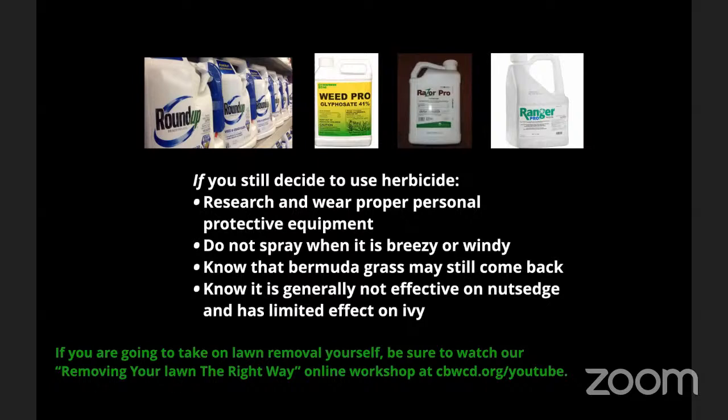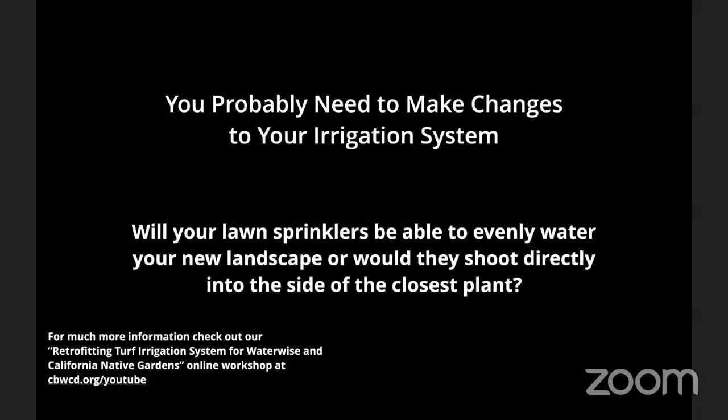And remember, whatever your method is, check out at least the cover of that method in the Removing Your Lawn the Right Way workshop, because we go way more into details, tools, tips and tricks, and all of that. And then the last thing, quickly, just as the intro, you're going to need to make some changes to your irrigation system, because a lawn sprinkler system is not going to evenly water your new landscape. When they just pop up 2 or 4 inches, they're going to hit the closest plant that's now taller than your turf and give that plant way too much water. Everything on the far side of that is going to stay too dry.